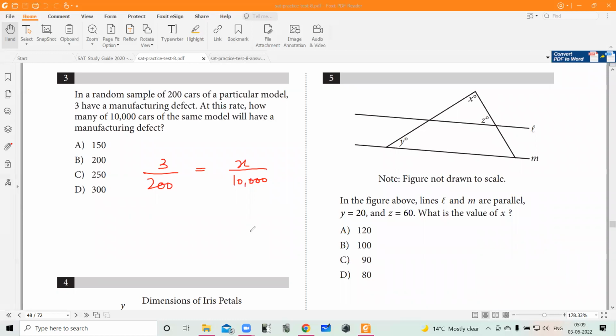30,000 divided by 100, or divided by 200. 30,000 divided by 200 is 150. Correct.